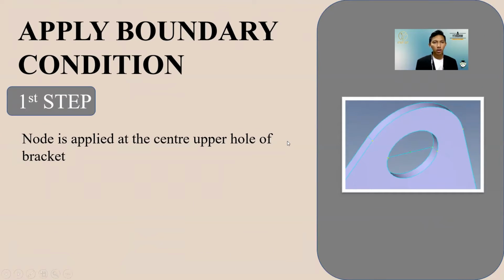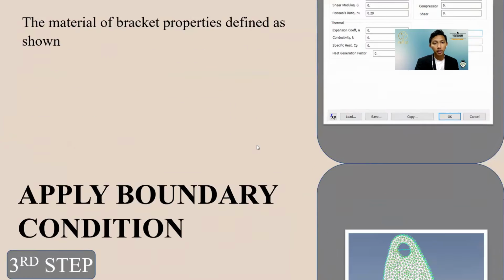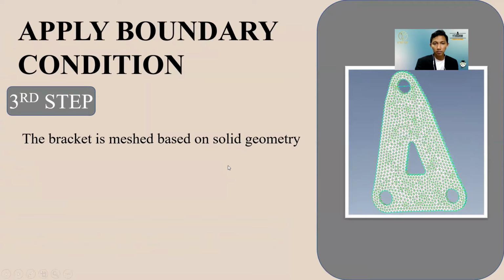So this is how we apply the boundary condition through SolidWorks, step by step. So the first step is to apply at the center of the upper hole of the bracket. There's a picture given to visualize how this step is going. The second step is the material of the bracket property defined as shown. We put the material as stated in the guideline. The third step is the bracket is meshed based on solid geometry. As we can see, there's a lot of mesh in here.